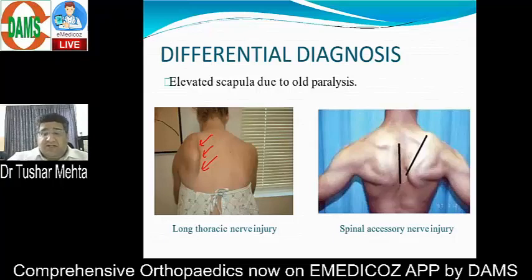And the second differential diagnosis is spinal accessory palsy, the trapezius palsy. So that also leads to winging. So there are two types of winging. I'm sure you understand this. One is due to serratus palsy, another is due to trapezius palsy. So these are the two differential diagnoses.